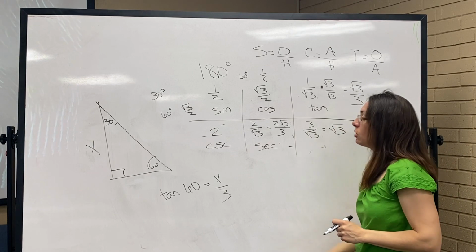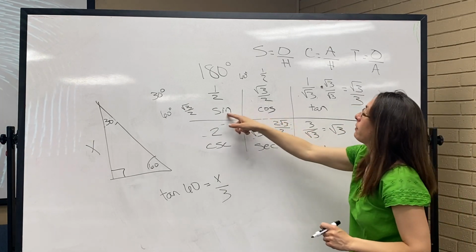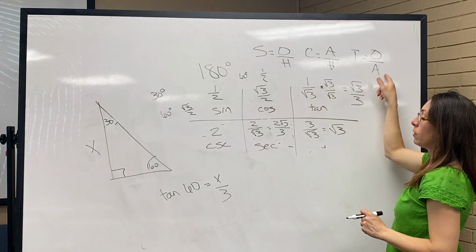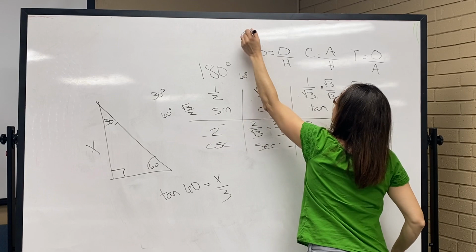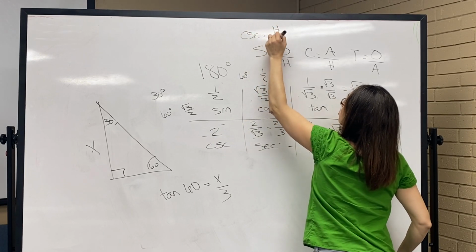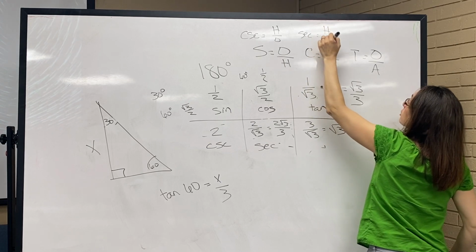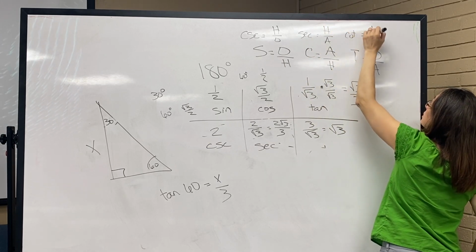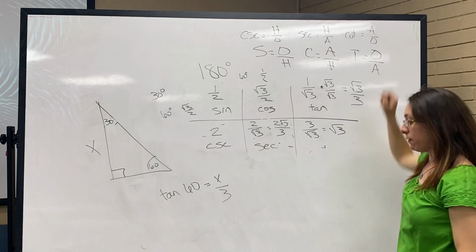If they ask you for a cosecant, secant, or cotangent, you can simply find the ones that you know and flip them over, or know that if I was going to look at CSC, it's hypotenuse over opposite, secant is hypotenuse over adjacent, and cotan is adjacent over opposite. So you can either flip it afterwards or you can flip it beforehand.